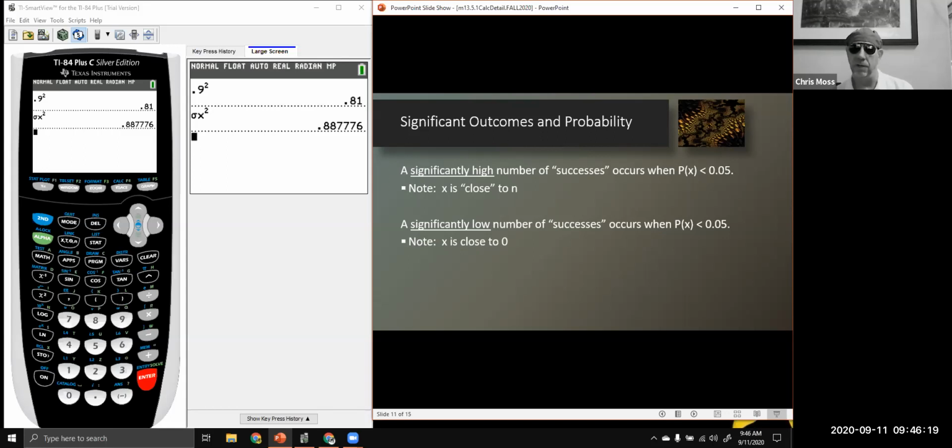On the other hand, a significantly low number of successes also occurs when the probability is less than 0.05. Here, your x's are going to be down close to 0. Little success, lots of failure. And again, I'm going to point this out. Lots of success, unusual. Very, very little success, also unusual.